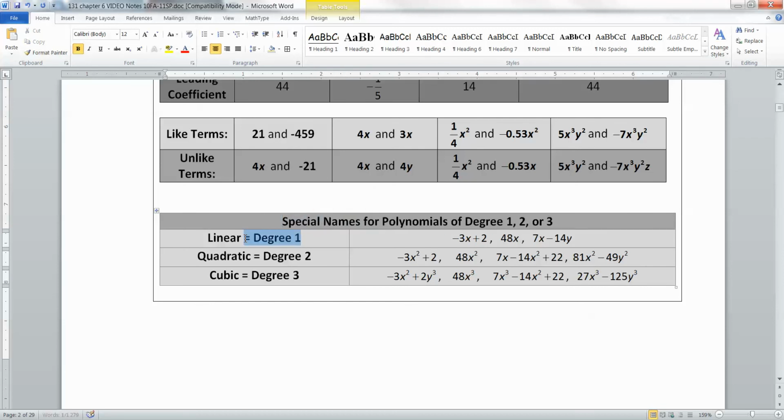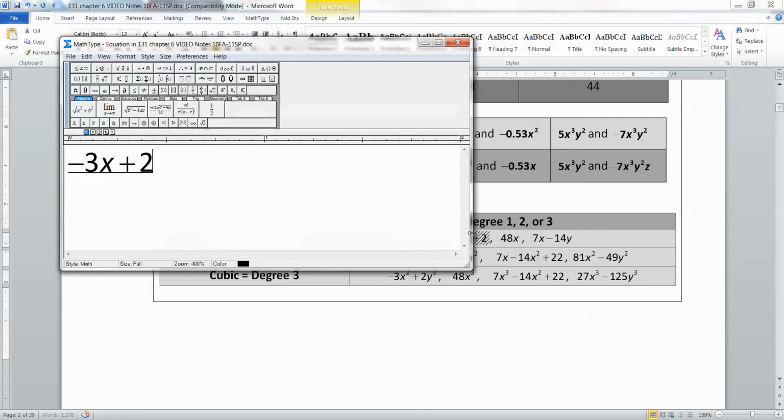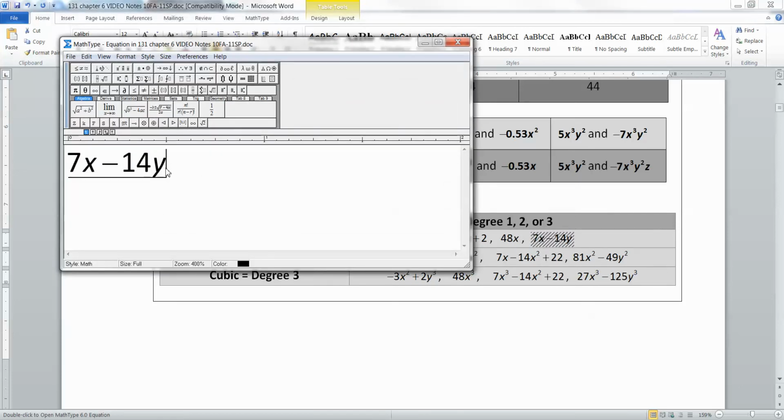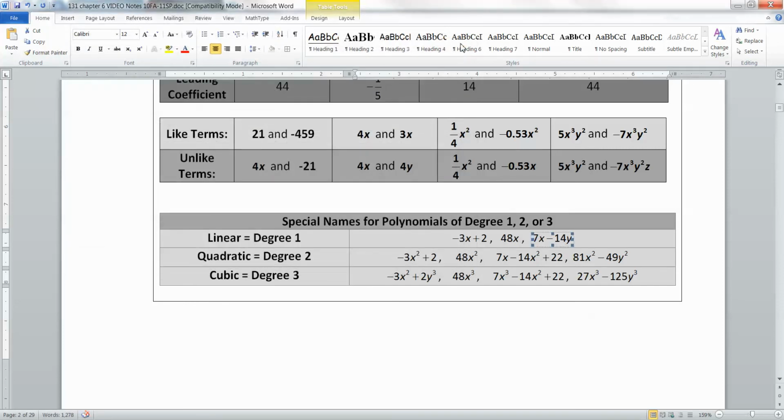If it's degree 1, we call that linear, and we've been dealing with that since chapter 1. So if x is the highest power out there, it's to the 1 power. Like this is negative 3x plus 2, which everybody knows is mx plus b form. So that's linear. Or 48x, that's linear. Or even if they're both variables in there, that's fine as long as they're only raised to the 1 power, which they are in this case. So that is linear.